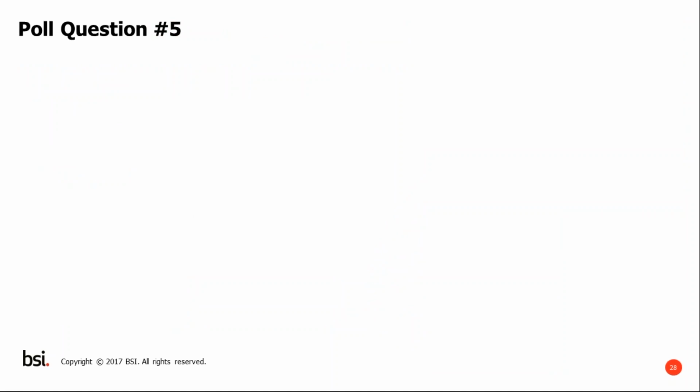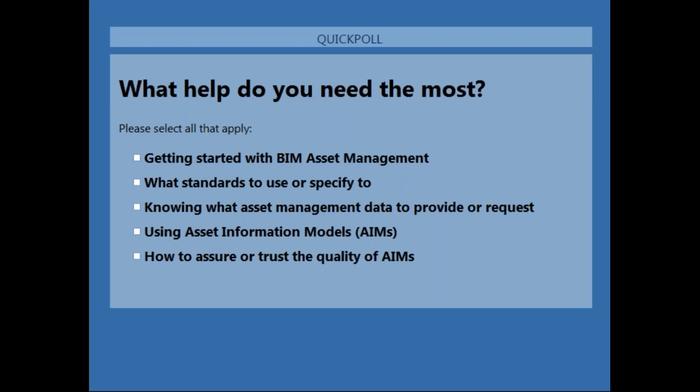So we go back to Rob. Thanks a lot, Gary. Okay, so our final poll question is: tell us what you need help with the most. Is it getting started with BIM Asset Management? Is it what standards to use or to specify to? Is it knowing what asset management data to provide or to request? Is it using asset information models, AIMs? Or is it how to assure and trust the quality of AIMs?